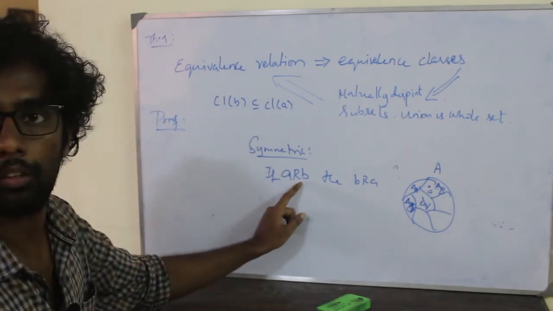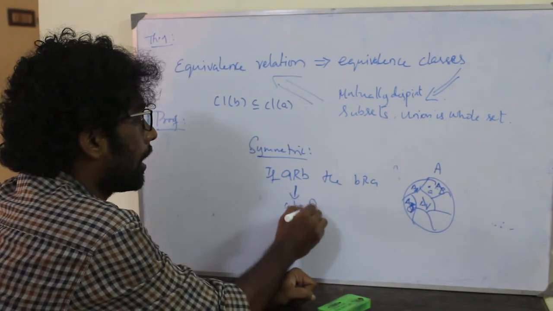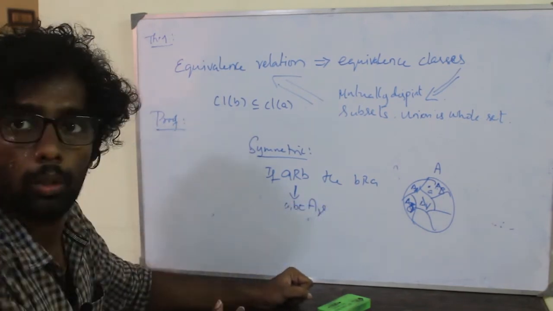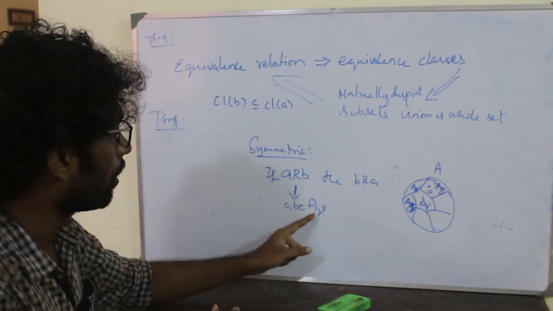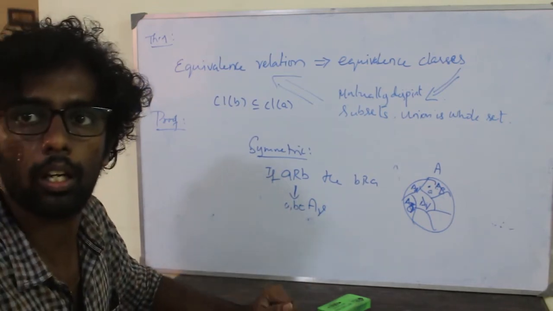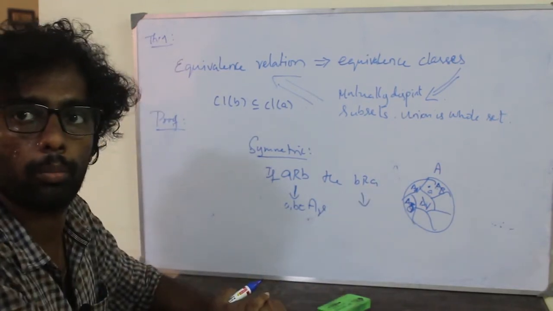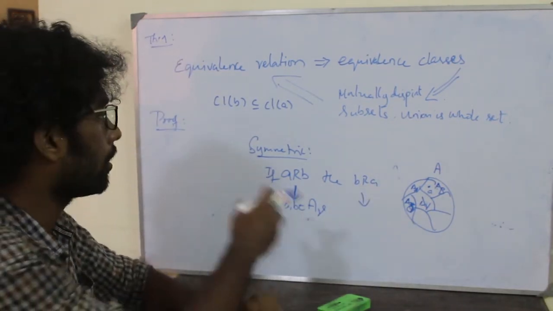A is related to B is given. Therefore a and b are in the same set, say A gamma. If a and b are in the same set A gamma, then b and a are also in the same set A gamma. Therefore b is related to a is proved. Therefore symmetric is proved. Okay, next, transitivity.